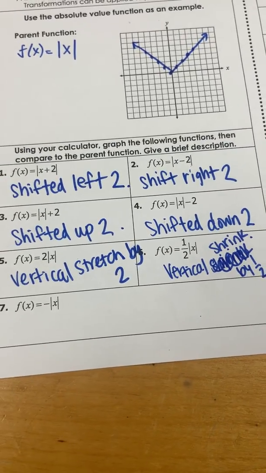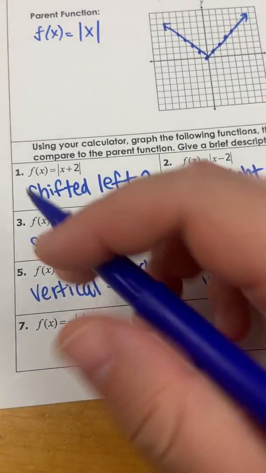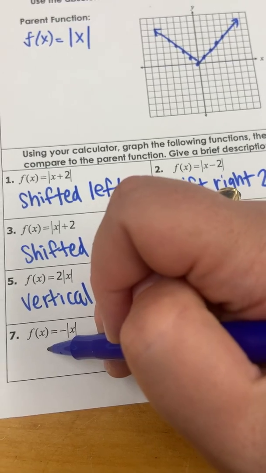It's the negative times the absolute value of x, which is our reflection down here. So we're reflecting the absolute value of x graph across the x-axis.